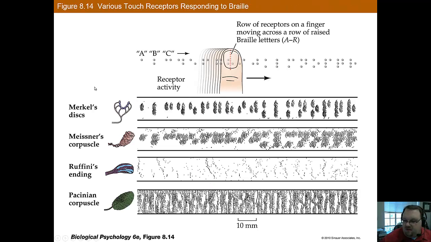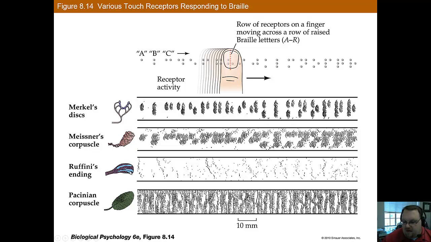So I think this is a helpful thing to look at to help you see the difference between these different receptors and what you'd see if you're reading Braille here. So what you see here is both Merkel's disks and Meissner's corpuscles are very good at detecting these, but the Merkel's disks are a little bit better, in part because they have that inhibitory surround, so they're really good at detecting the edges of things and the presence and absence.